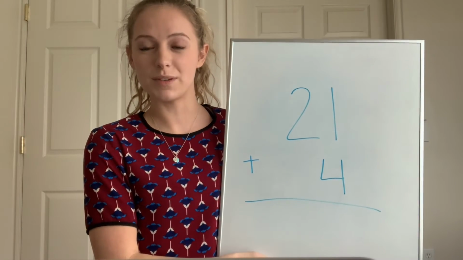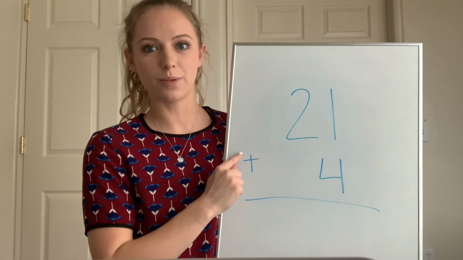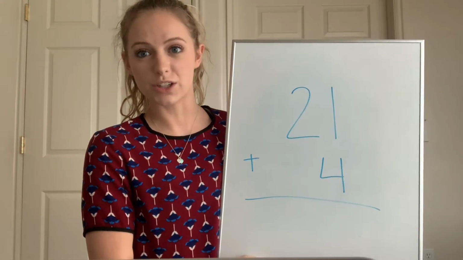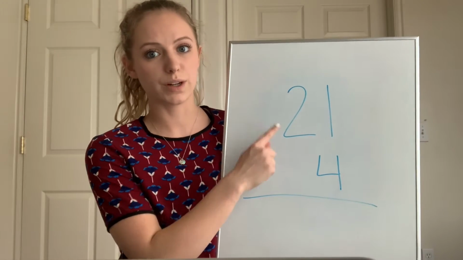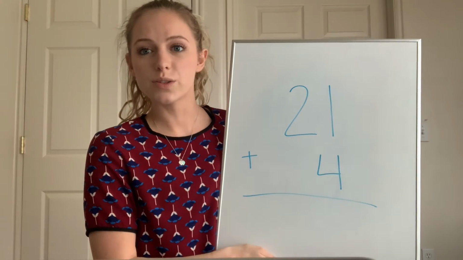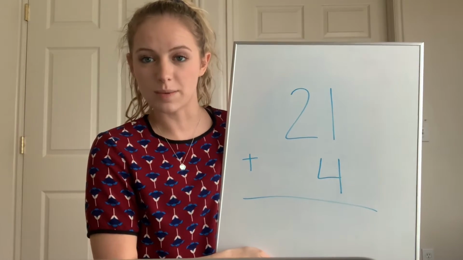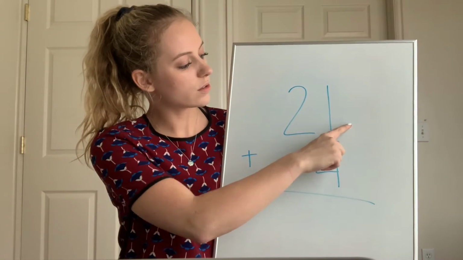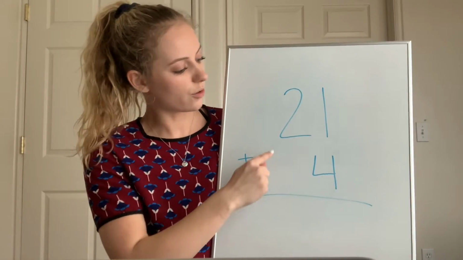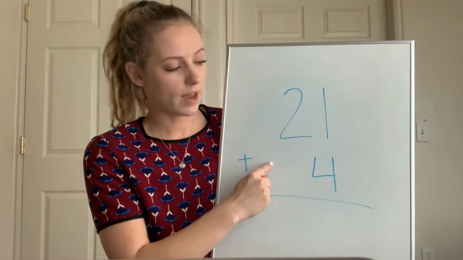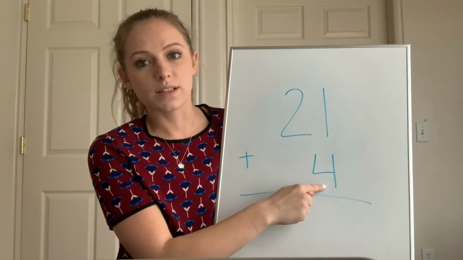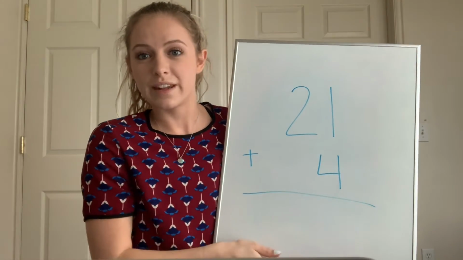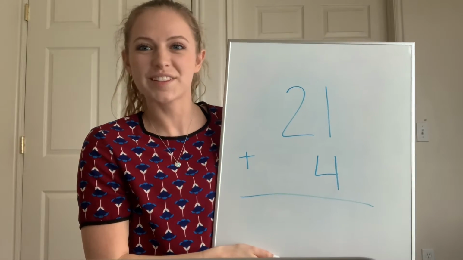The problem that we're going to be starting with is 21 plus 4. When we're setting up our addition problems, we always want the higher number to be on top and the lower number on bottom. We also want to line up those place values that we talked about earlier, so we have the ones over the ones and the tens over the tens. That's why we have the ones in 21 over the ones in our single digit number. Now that we know how to set up our problem, let's start adding.